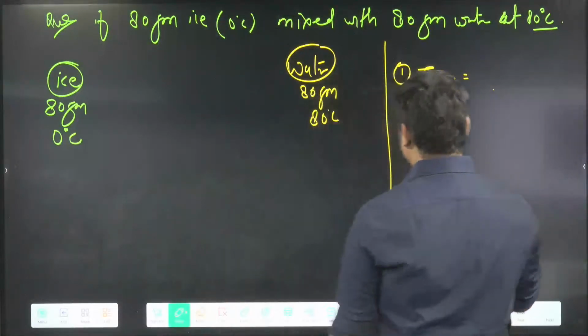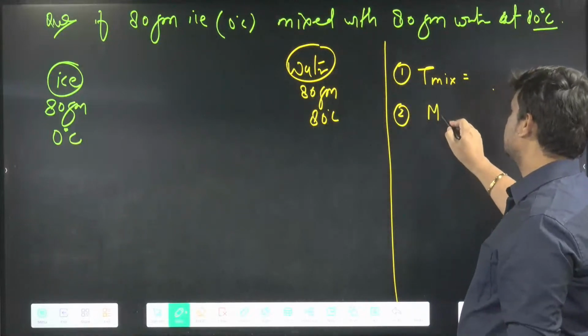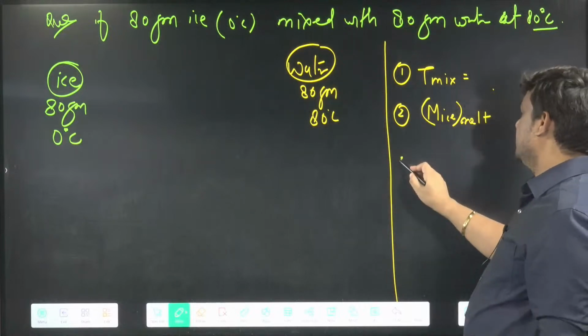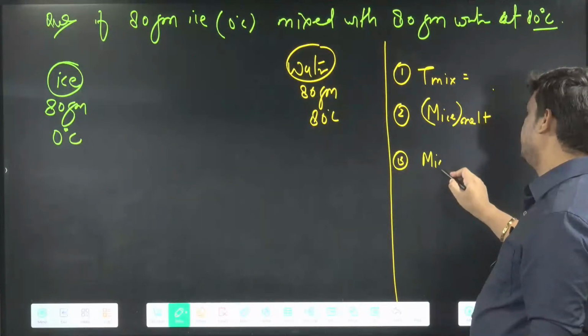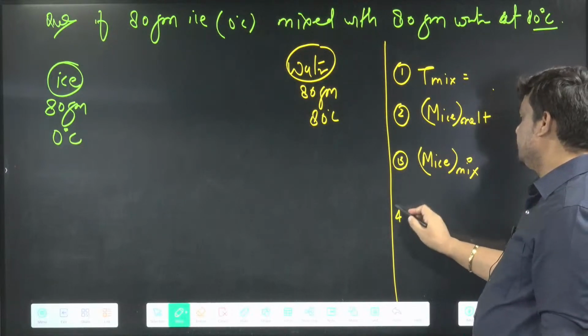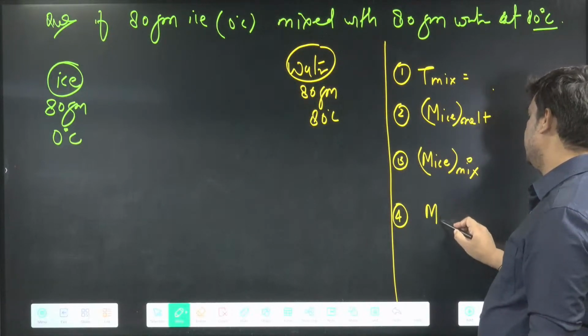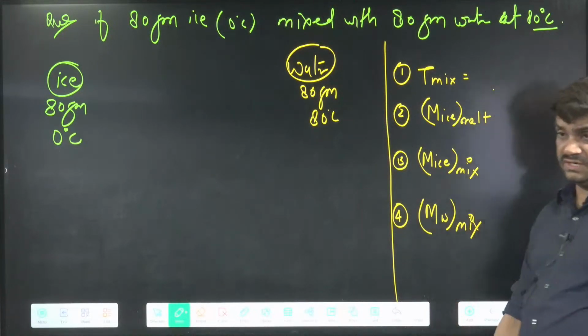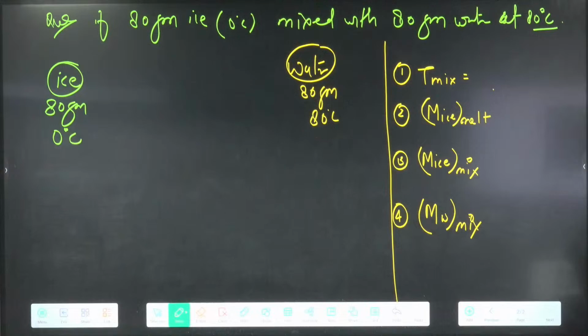Second thing we need to find here is the mass of ice melt. How much will melt here? Number three, mass of ice in the mixture we need to find. And number four, mass of water in the mixture. So these are the few questions that we have to do here.